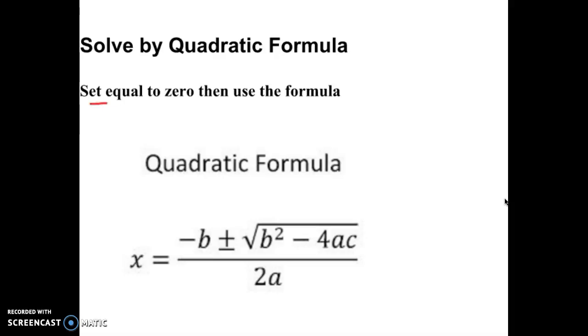If you look up here, though, just make sure you have all the stuff rearranged on one side of the equation before you actually figure out your A, B, and C. So let's go ahead and look at a few problems with the quadratic formula.